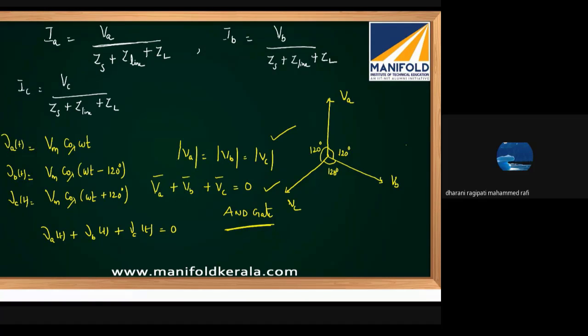So if these are the voltages in time domain, see, most of the impedances in a power system, that means the sources, the lines, are inductive impedances only. Even our load impedances are also inductive impedances. That means it's a combination of R and L. So in this case, my IA will become what?